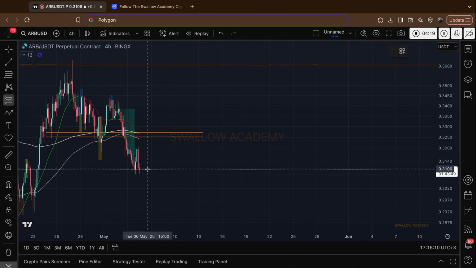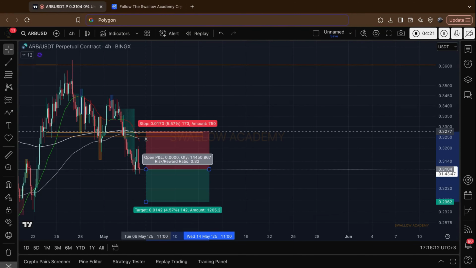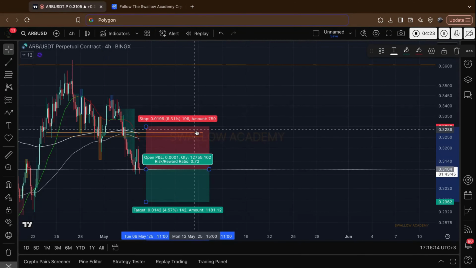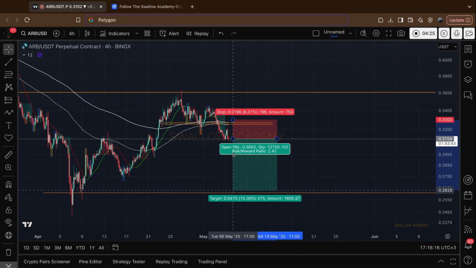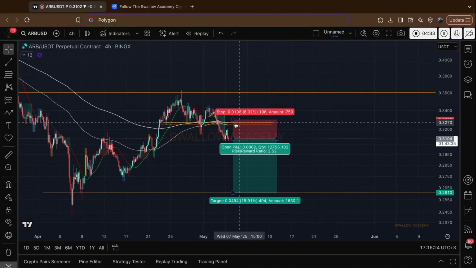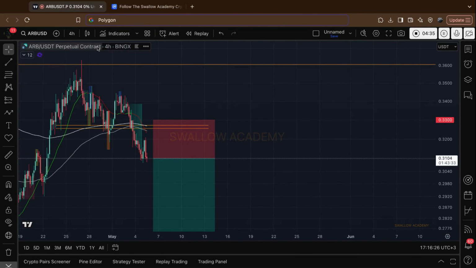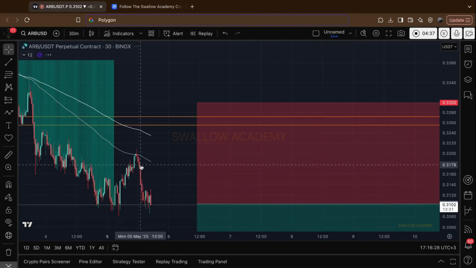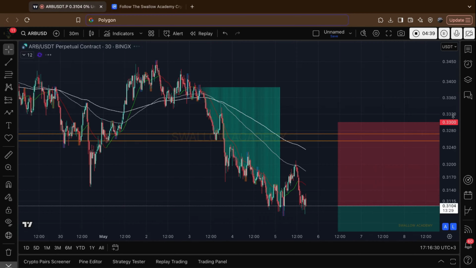So once we see a proper breakdown here, stop loss would be dragged here, and target would be, of course, the lower zones of this area. So in this case, the risk and reward ratio is 1 to 2.5, which is way better than 1 that we had at first. Now, going to the 30-minute time frame, we want to see now.